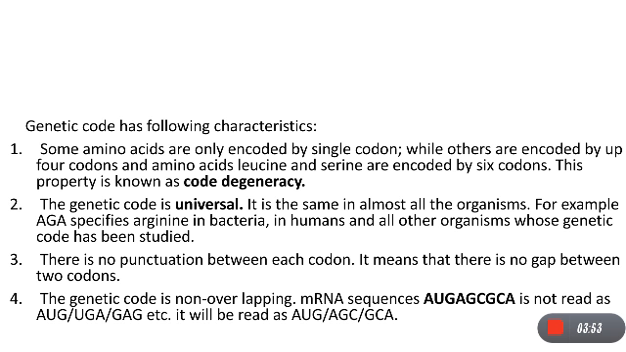The genetic code is non-overlapping. Messenger RNA sequences are not read separately.